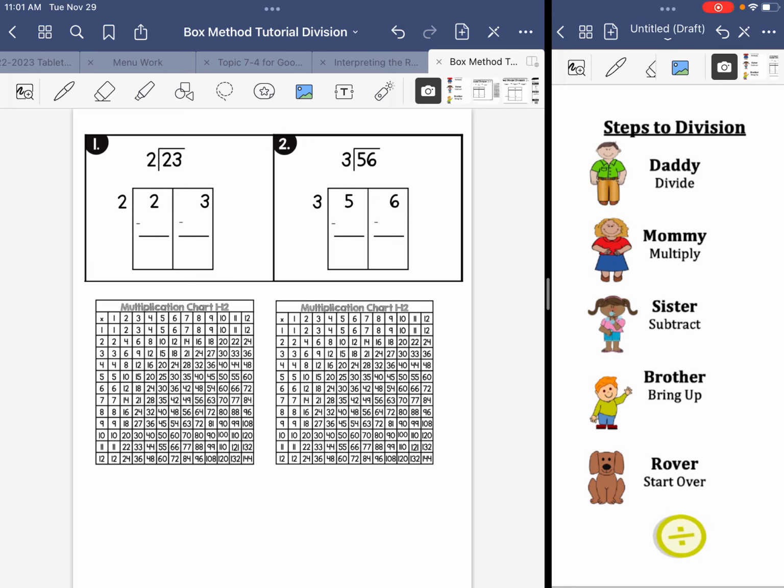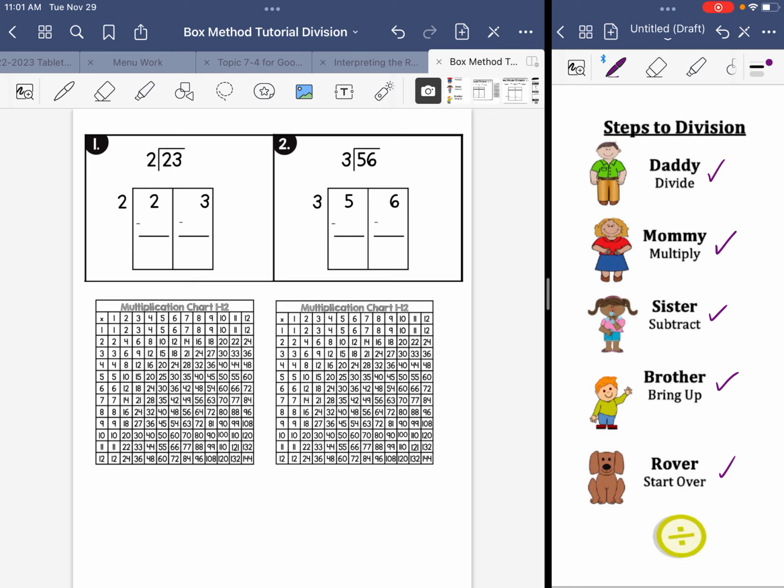Hi students, I'm going to give you a tutorial on how to divide a 2-digit number by a 1-digit number. Let's talk about the steps of division that we did in class today. The first step that we're going to do is daddy divide. The second step we'll do is mommy multiply, sister subtract, brother bring up, and Rover start over.